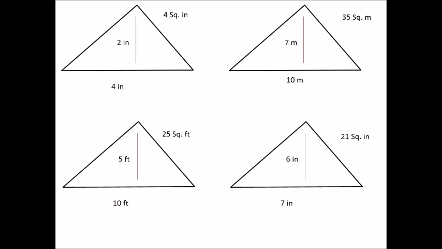Okay, so here's the answers. Remember, it's in square inches. So we have 4 square inches, 35 square meters, 25 square meters, and then 21 square meters. So hopefully you guys got them all right. If you didn't, go back, see what you did wrong. If not, I can help you in class tomorrow with the next part of the presentation.